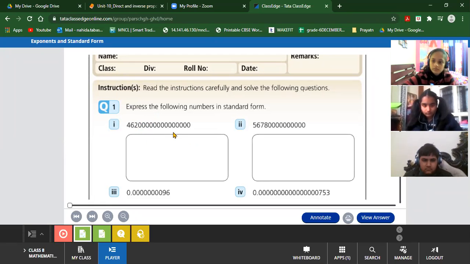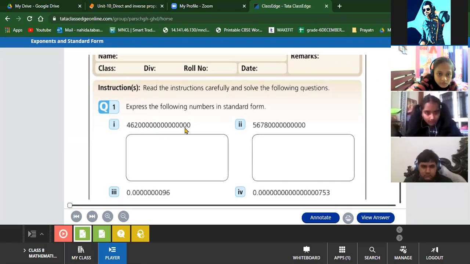But in question number 1, in the first part, there's no decimal. That's what I'm saying. If there is no decimal, we always have to assume it is at the last digit, towards the right-hand side. So it means the decimal is just after the number where it is ending. From there you have to shift it forward.